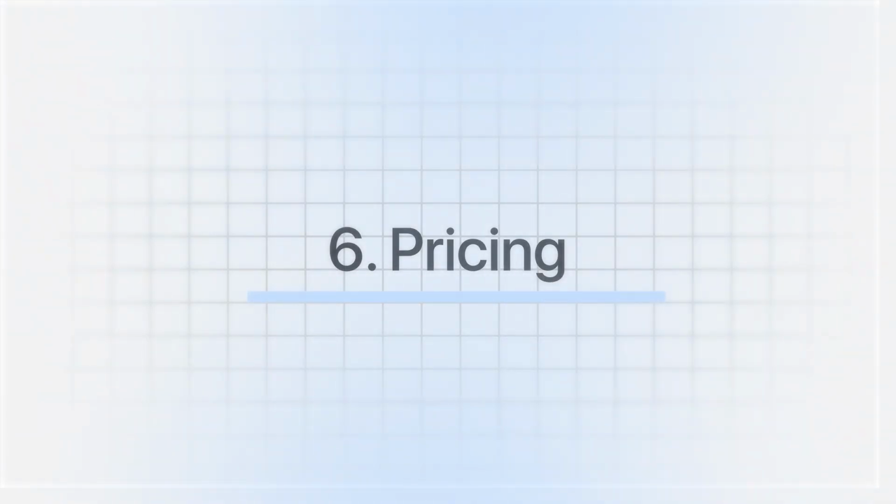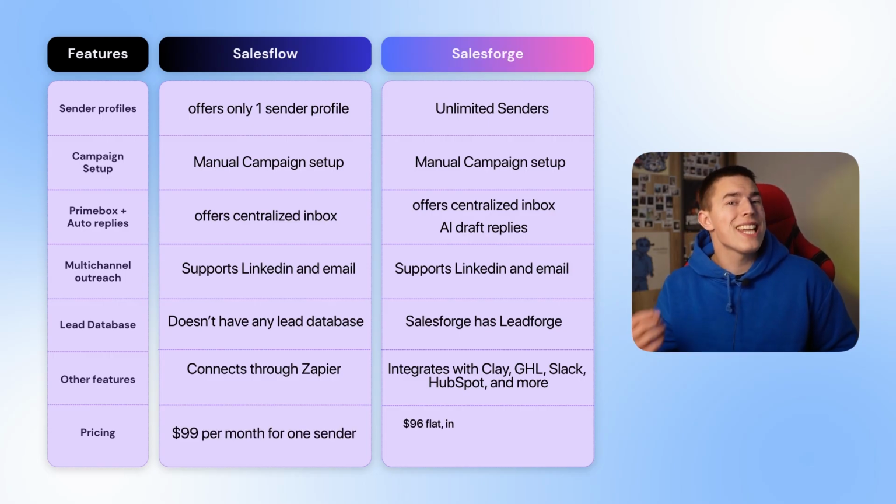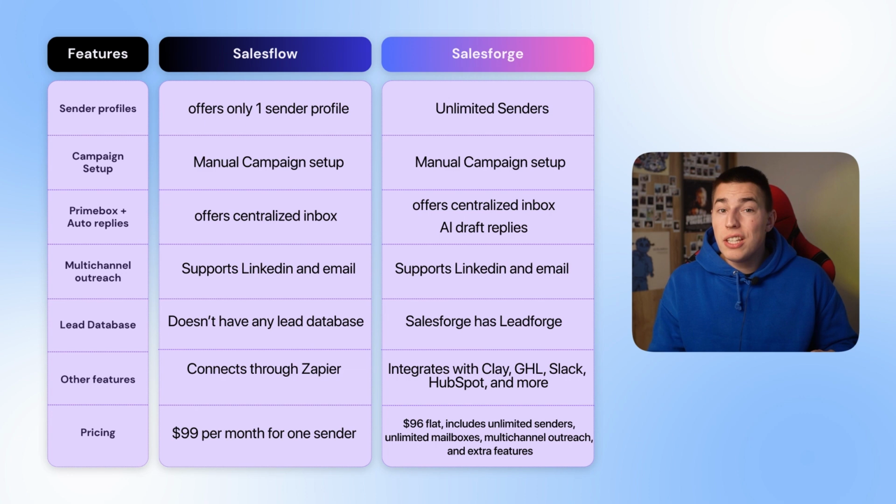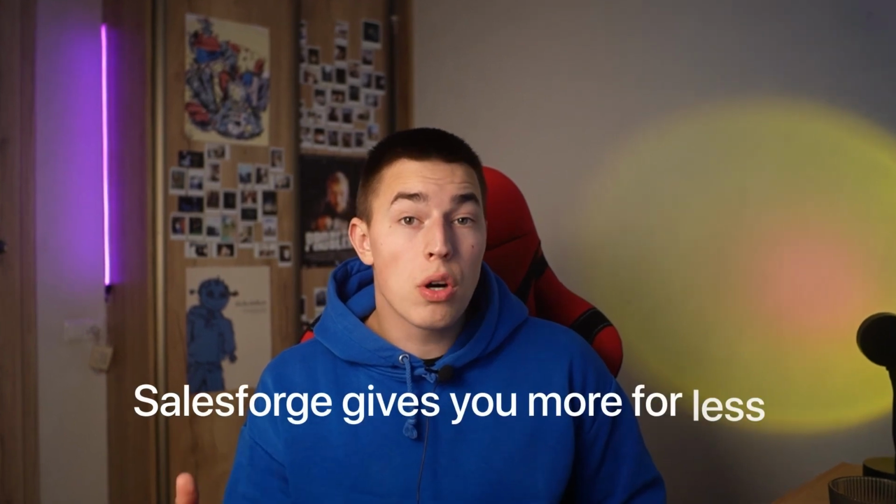Salesflow is $99 per month for one sender, and Salesforge is $96 per month flat. And that includes unlimited senders, multi-channel outreach, and everything else we have covered. On price alone, Salesforge gives you more for less.